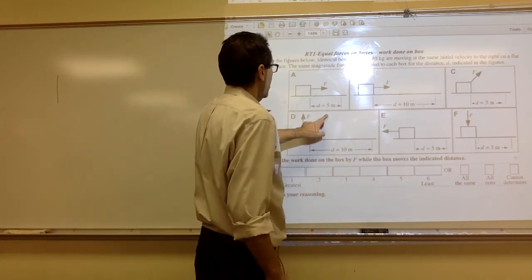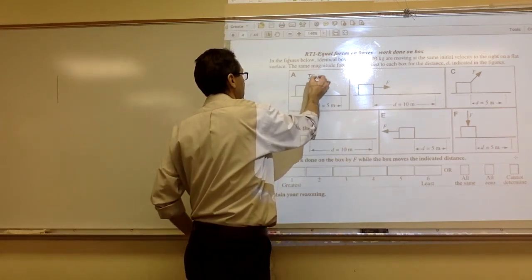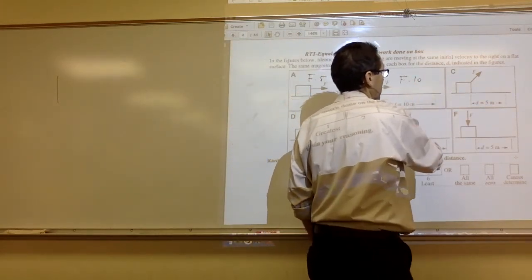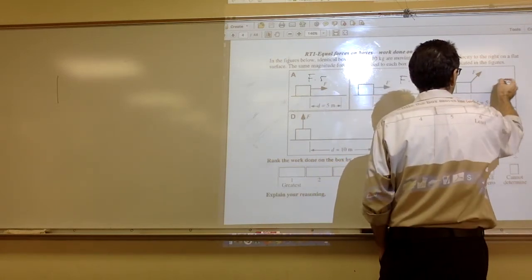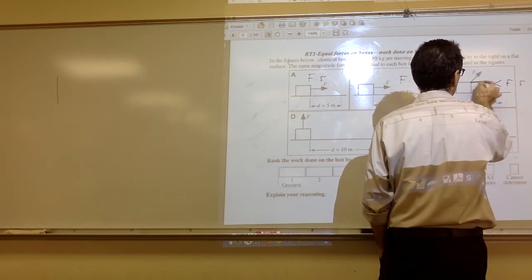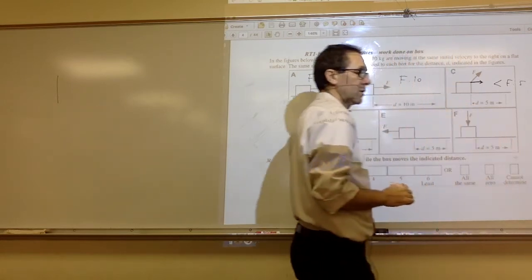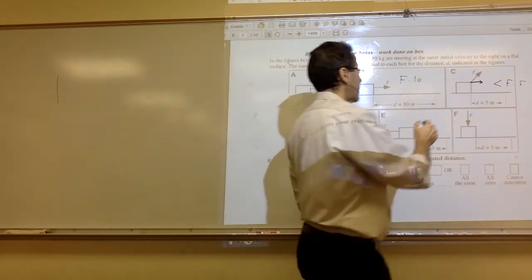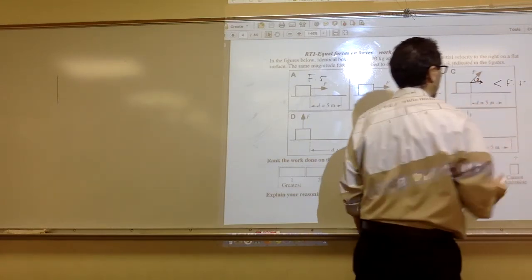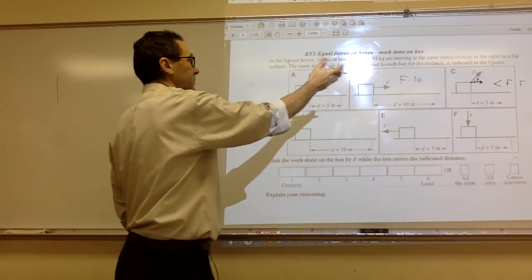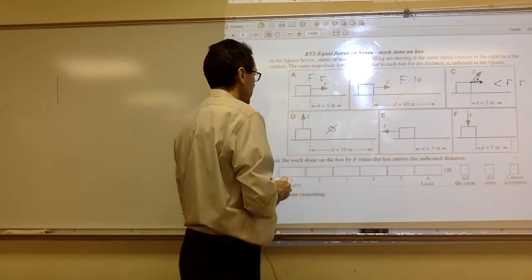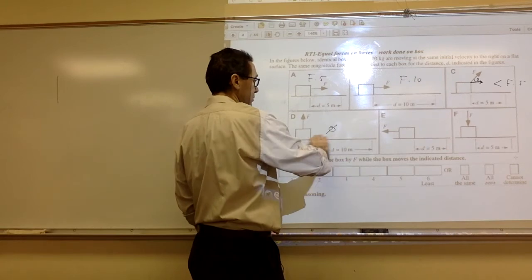Now, the work done on the first one is just F times 5. The work done on the second one is just F times 10. This one here is definitely going to be less than F times 5, because we're only looking at this horizontal component as doing the work. Or you can say, well, there is an angle theta here, so it's going to be F times 5 cosine of theta. Cosine is always less than 1, so that work done over there is definitely less than F times 5.